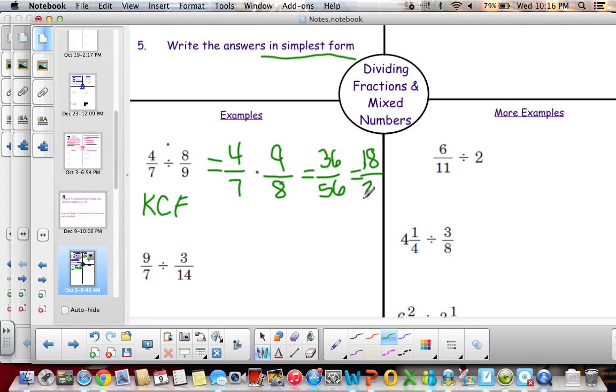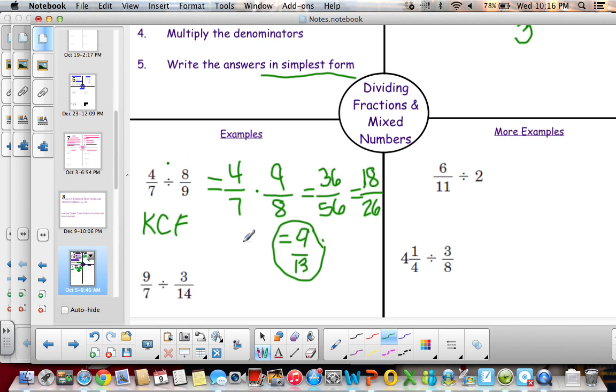So I have 18/28. 18 and 28 are both even, so I know that they both can be divided by 2 again. So we're going to have 9/14, because remember I'm dividing my numerator and denominator by 2. 9/14, 14 is not prime, but 9 and 14 share no other factors. So my answer then would be 9/14.